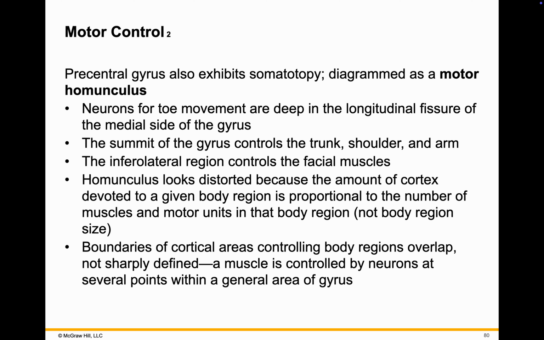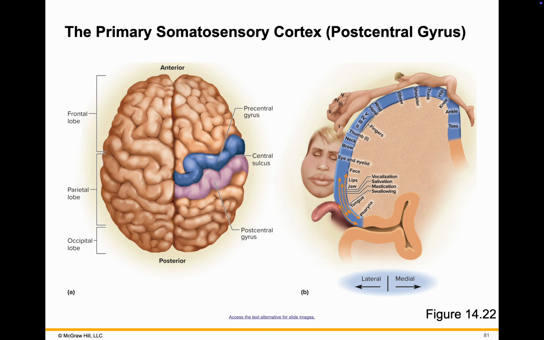There is also a homunculus here. Neurons for toe movement are deep in the longitudinal fissure on the medial side, and at the summit we have the trunk, shoulders, and arms. Again, the size of the body parts is represented by the number of motor outputs that you have, not the size of the body. Here's an example of that homunculus.